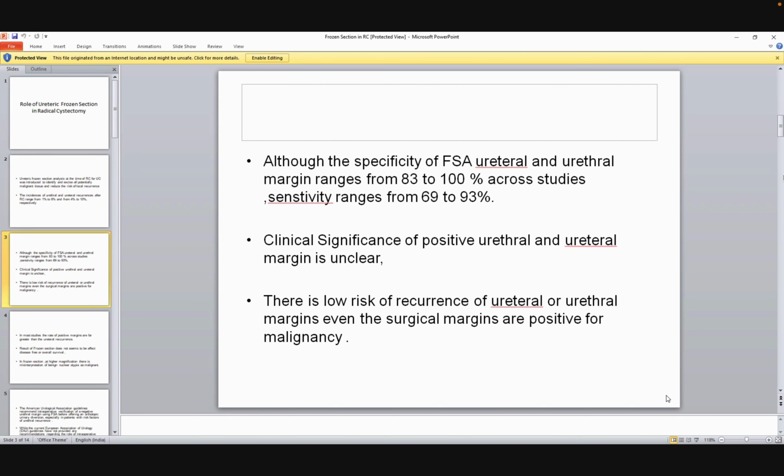Although the specificity of frozen section for ureteral and urethral margins ranges from 83 to 100% across the studies, sensitivity ranges from 69 to 93%. The clinical significance of a positive urethral and ureteral margin is unclear.